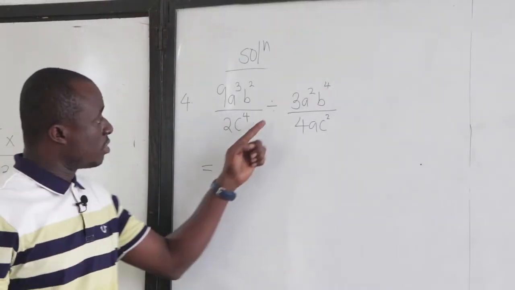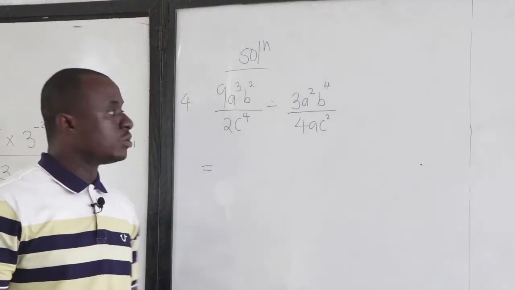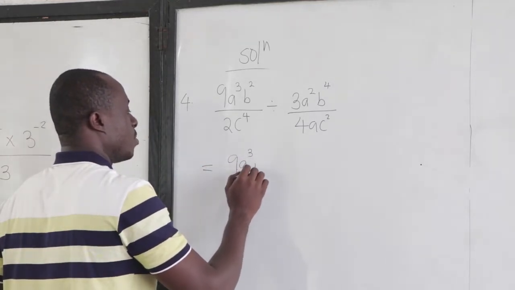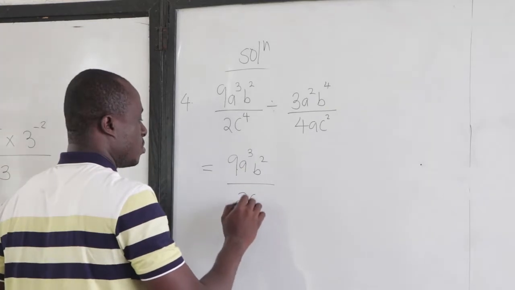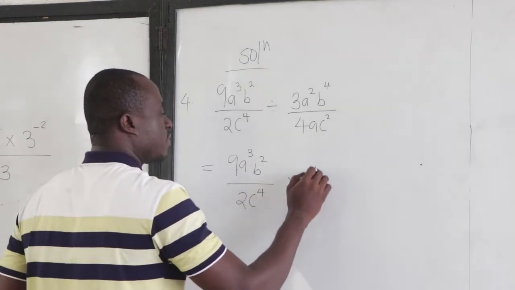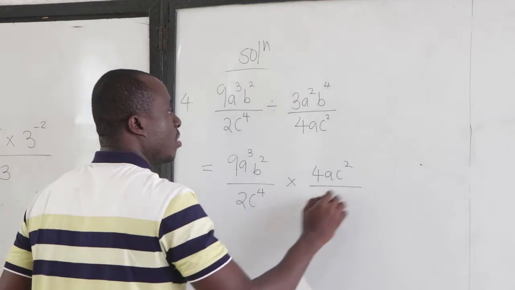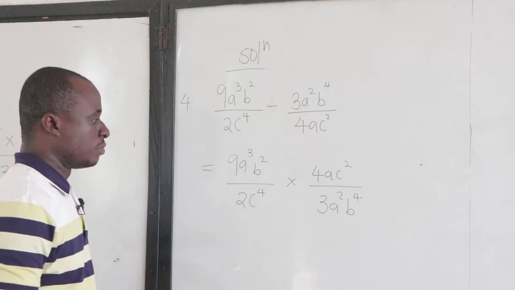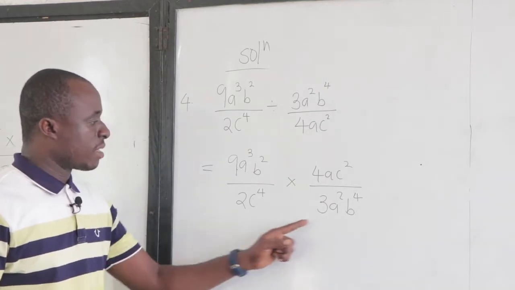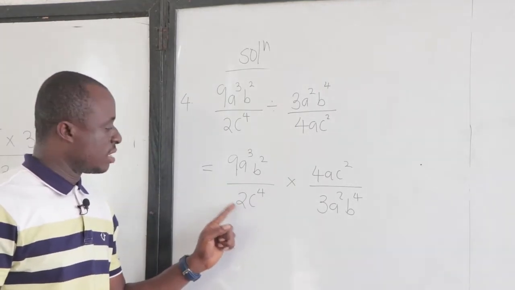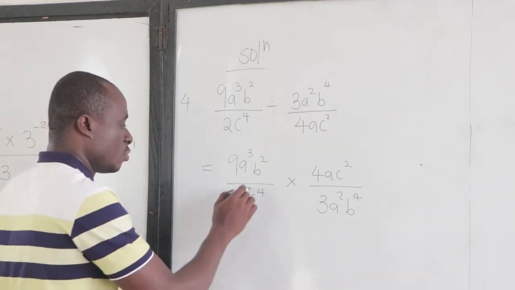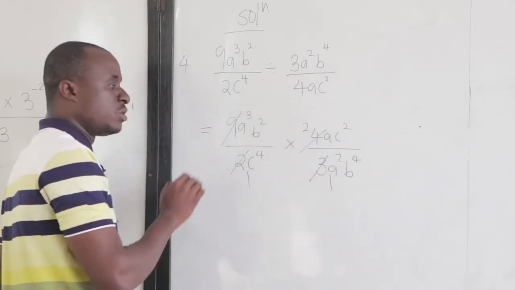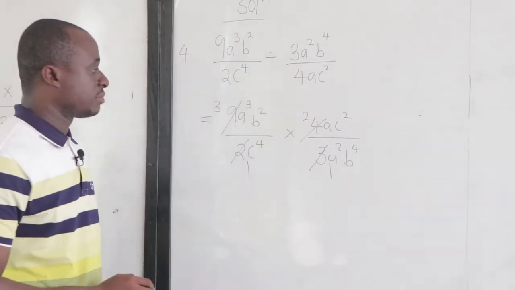Now let's see this 4. So this division here will change to multiplication. So we have 9a cubed b squared all over 2c to the power 4 times 4ac squared all over 3a squared b to the power 4. Now here, let's see, 3 can cancel 9 and the 2 can also cancel the 4. So 2 will go into 2 once, 2 will go into 4, that is 2 times. 3 will go into 3 once, 3 will go into 9, that is 3 times.